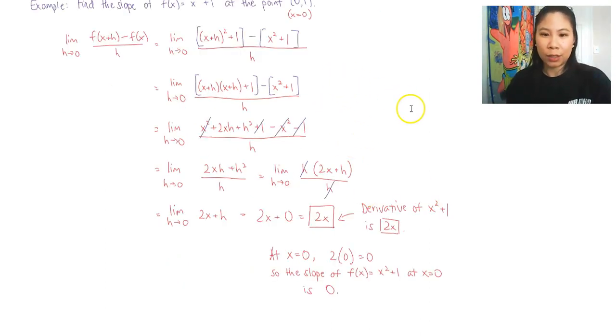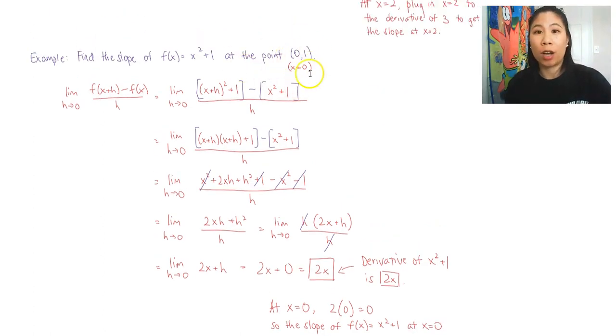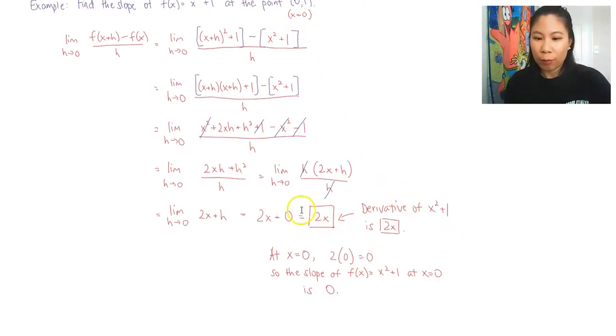Originally, we were asked to find the slope at the point 0, 1. So if my derivative is 2x, plugging in x equals 0 will give me the slope at the point x equals 0. So when I plug in 0, 2 times 0 is 0 from plugging into the 2x. So the slope of our function f of x equals x squared plus 1 at the point x equals 0 is 0.